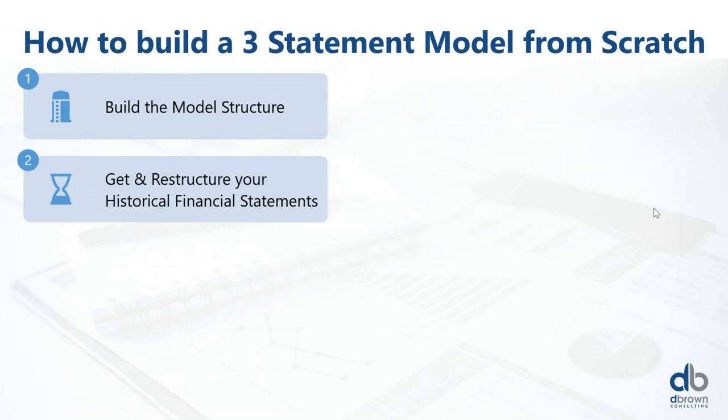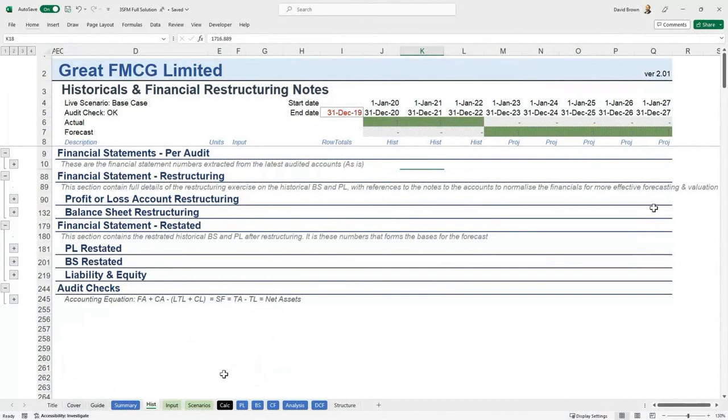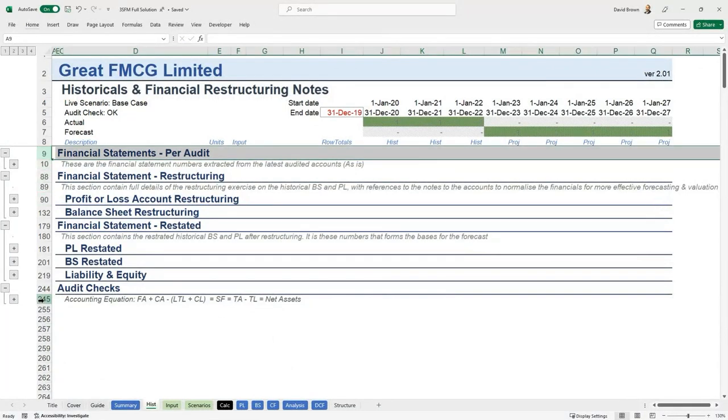Step two, get and restructure your historical financial statements. This is where the big work is. You get your historical financials and you go into detail. Let me show you how detailed you can go. You take your historical financials. Look at this. Can you see this is from row 9 to row 245.